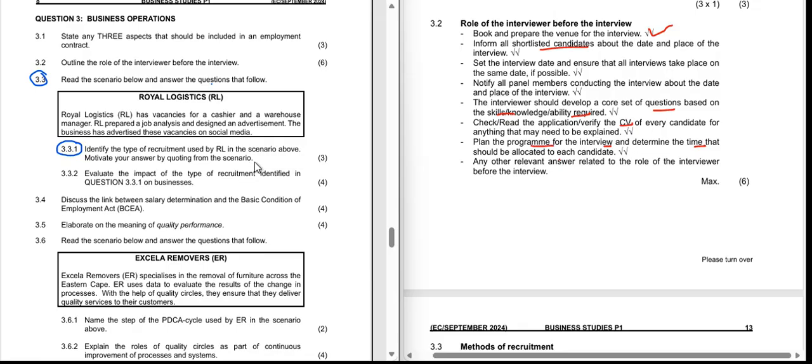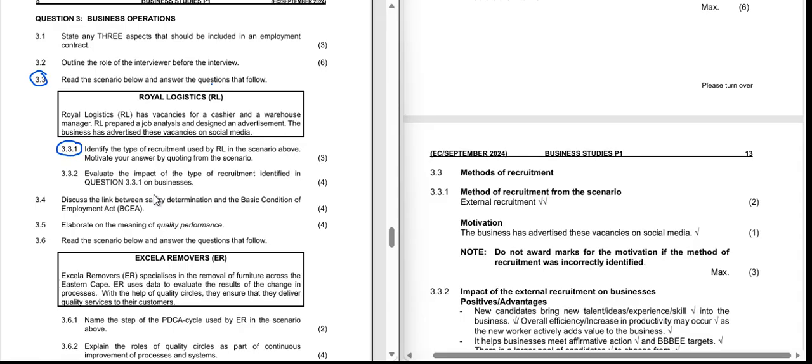So identify the type of recruitment. Okay, so this is external recruitment, because already we can see here that the business has advertised the vacancies on social media. So this is not something that is happening internally. Social media is outside. So you're looking for someone external. So that's external recruitment that is happening here. And your motivation is this statement here: the business has advertised these vacancies on social media. So that's your motivation. That's it. Take it as it is.